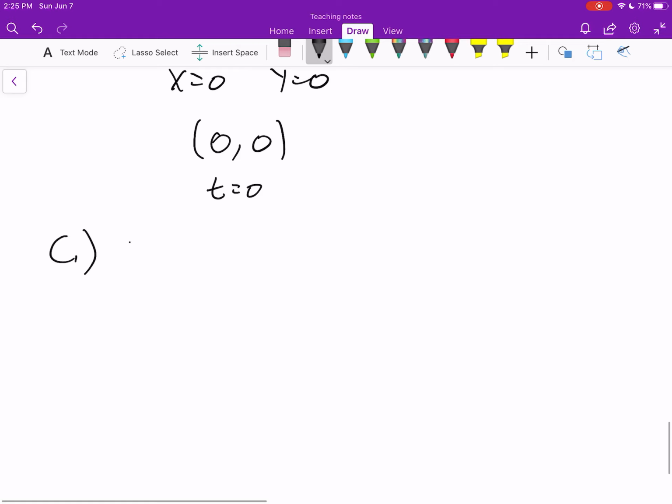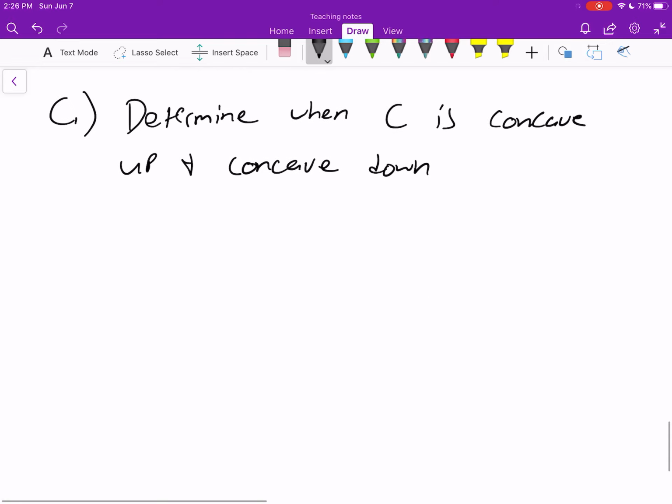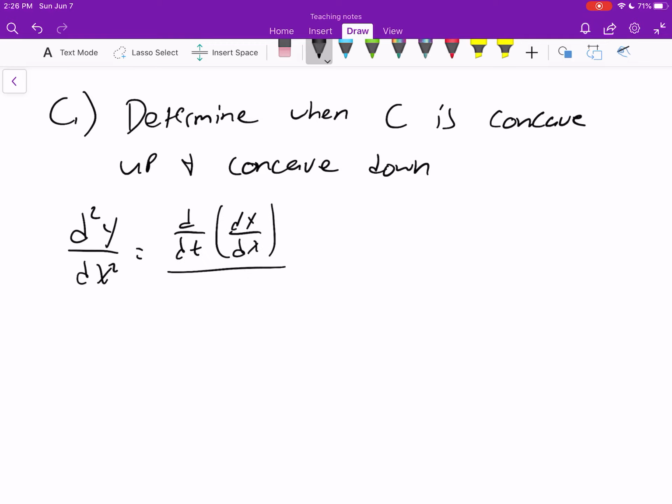Part C, determine when the curve is concave up and concave down. So in order to determine concavity, we need the second derivative, d squared y over dx squared. You can check the top of the page. I will try to remember to post these notes, but this is d/dt of dy/dx over dx/dt.